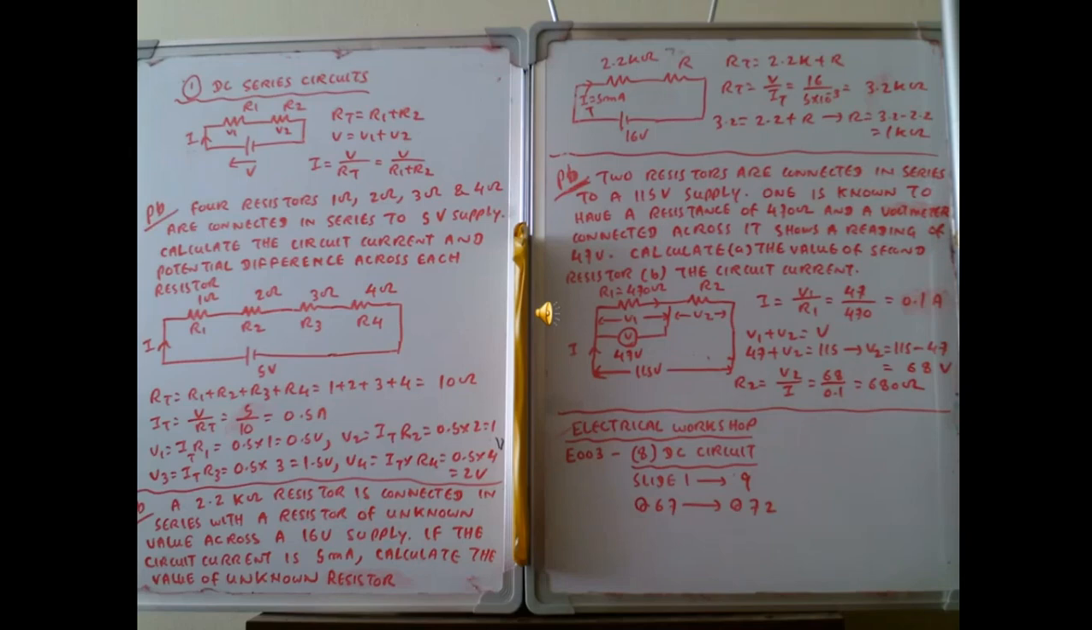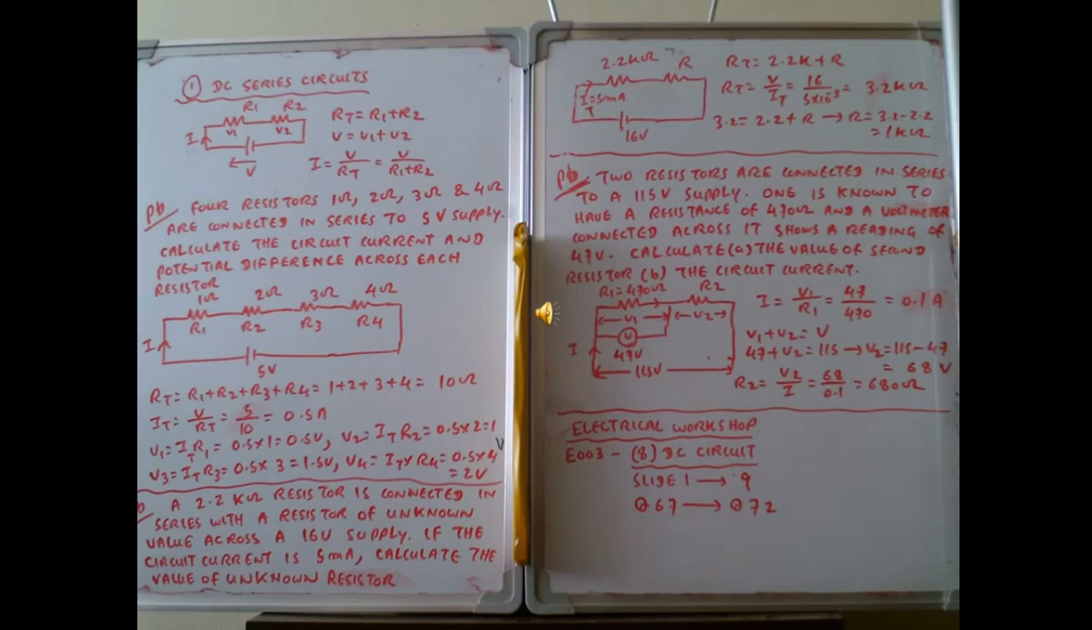Therefore, we can write down the equation: RT is equal to R1 plus R2, and V is equal to V1 plus V2. So the total current can also be calculated: total voltage divided by total resistance. Therefore, I is equal to V by RT, which is equal to V by R1 plus R2.